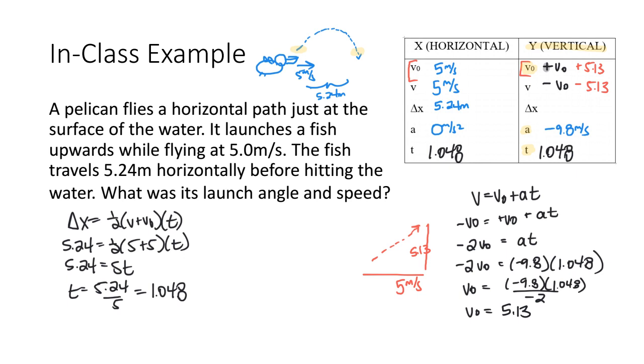So in looking for the hypotenuse, we would do the Pythagorean theorem with the values 5.13 and 5. Let's find that. And I got 7.16 meters per second as my hypotenuse. And when I used tangent to find my angle, I got 45.7 degrees. So this will be my answer, my launch angle and speed. Good work. Good example, guys.